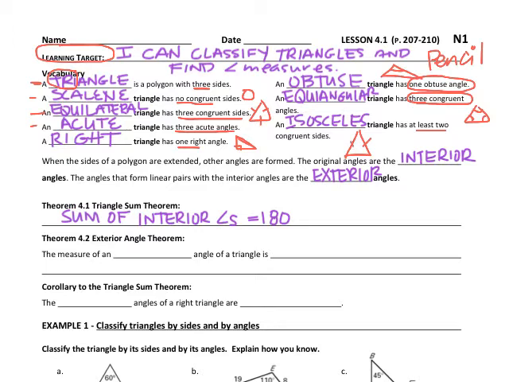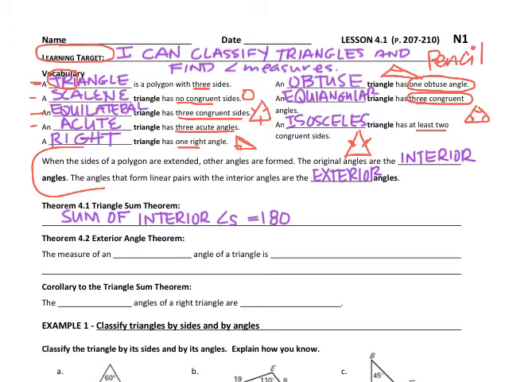The 2 sides are called legs. We're going to have a whole lesson on just isosceles and equilateral triangles, so we'll get to that later. But for now, just remember that isosceles triangles are those that have 2 congruent sides. All right, and then we have this information here.